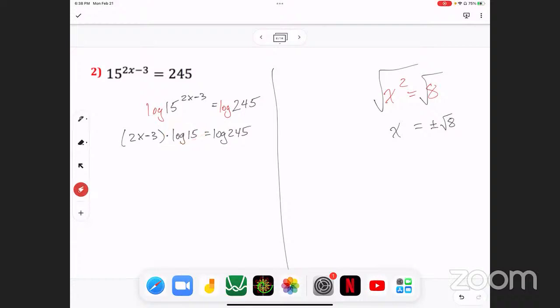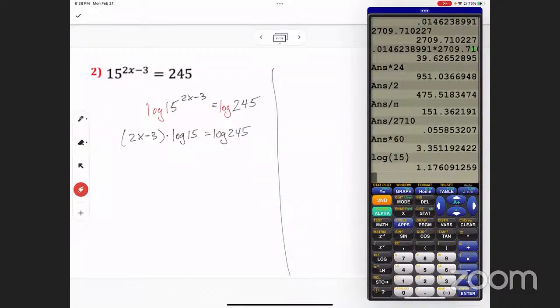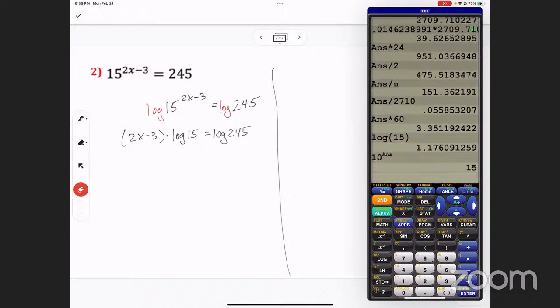Now this is just a number. The log of 15 is just a number. I'll show you. If I do the log of 15, it's 1.176. You might think, well, what the heck does that number represent? Well, if I raise 10 to the power of that answer right there, I'm going to get 15 back. That's exactly what a logarithm is. It says 10 to what power equals 15. This is the number that when you raise the base, which is 10, to that number, you get 15.